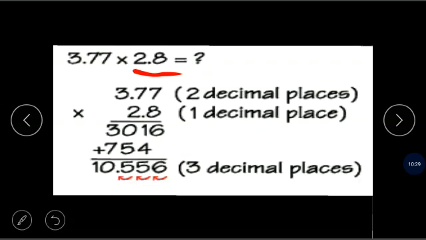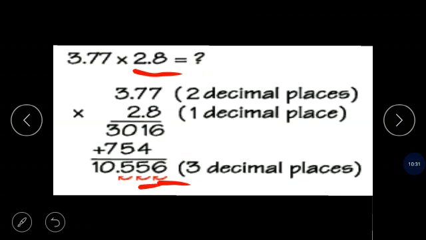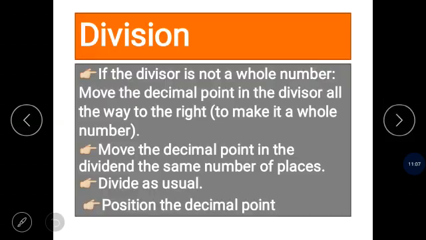1, 2, 3. So where do you put the decimal? Like over here. So your answer will be 10.556. Just remember one thing in multiplication: whatever numbers you have, count the number of decimal places in each, add them, and apply that sum of decimal places in your answer. I hope you understood. Now let's see the division.